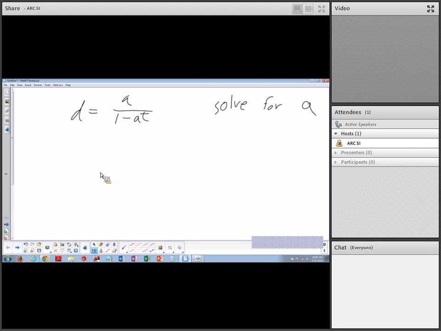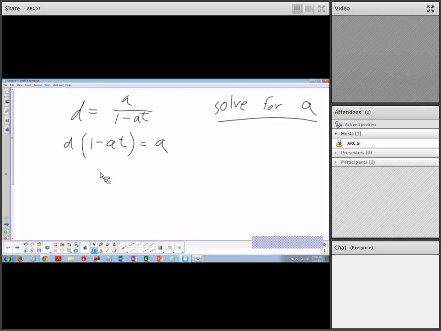Wouldn't you multiply the quantity 1 minus at to both sides? Sounds like a good start. Get rid of the fraction. Does everybody know what the question is asking? Xavier, do you know what it means when I say solve for A? Isolate A. Yes, basically. Good. Just had to check. Otherwise, it won't make any sense. So, that's step 1.